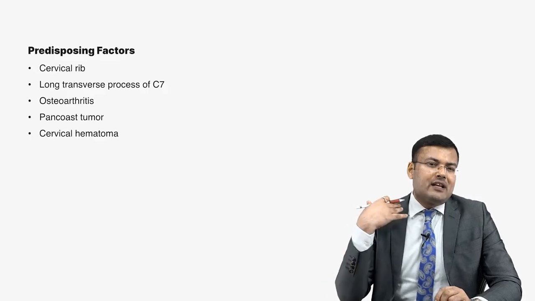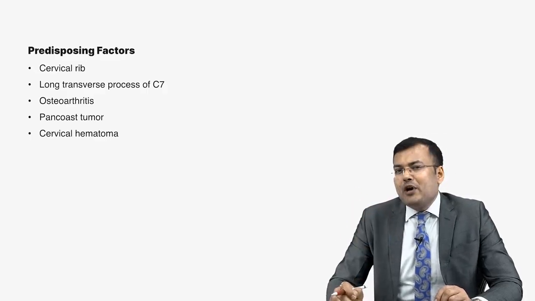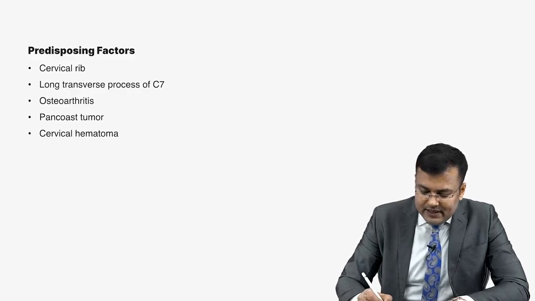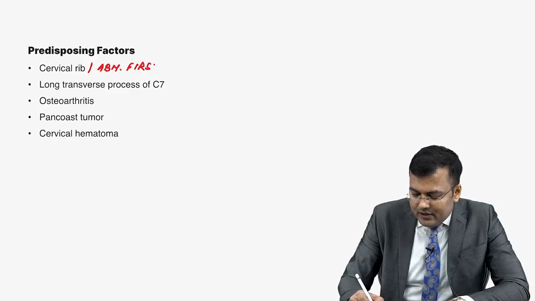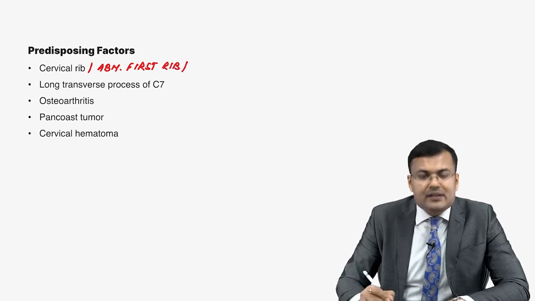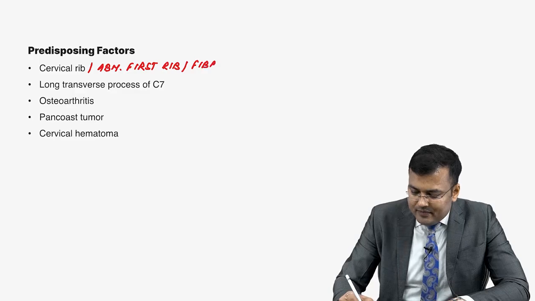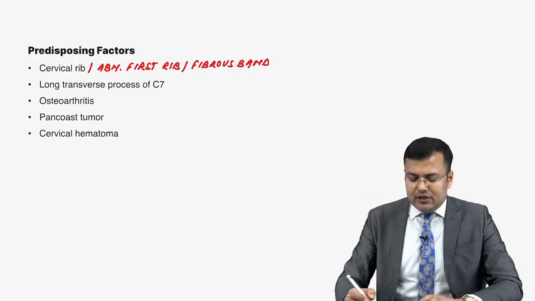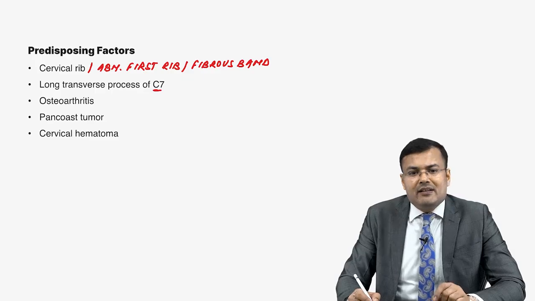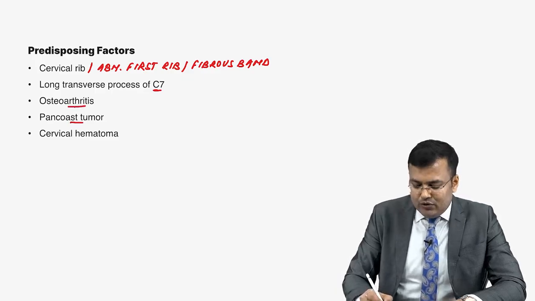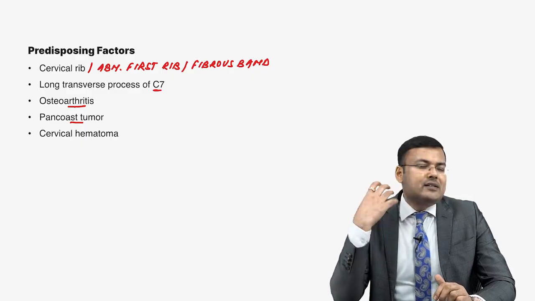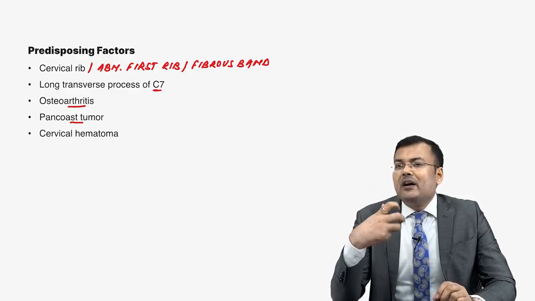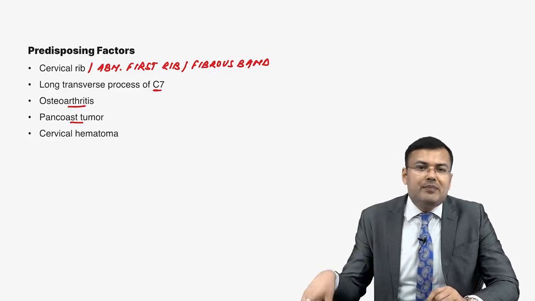Like patients who are having cervical rib, extra rib, abnormal first rib, or fibrous band. If there is a long transverse process of the 7th cervical vertebra, osteoarthritis, or Pancoast tumor arising from the apex of the lung, again this space will be compromised. And in patients who have a cervical hematoma, again the space is compromised. So these are the predisposing factors.